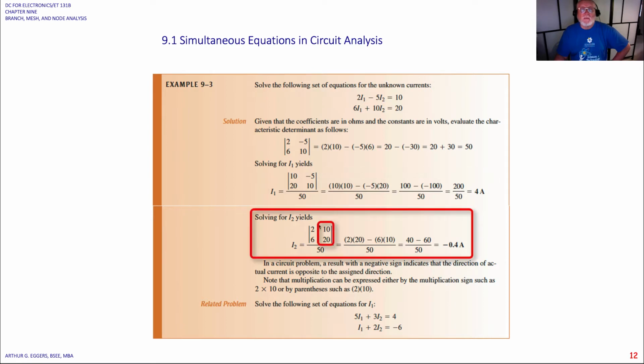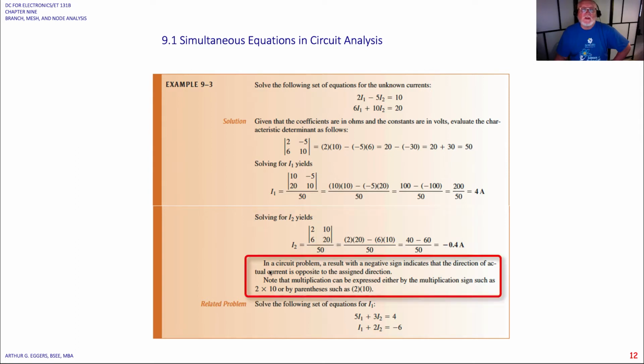So on the next step then, we remove column 2 and replace it with the coefficients, the voltages. So 2 times 20 minus 6 times 10 gives us 40 minus 60, or -20. So -20 divided by 50, which gives us a negative 4/10 of an amp. So in a circuit problem, a result with a negative sign indicates that the direction of the actual current is opposite to the assigned direction.